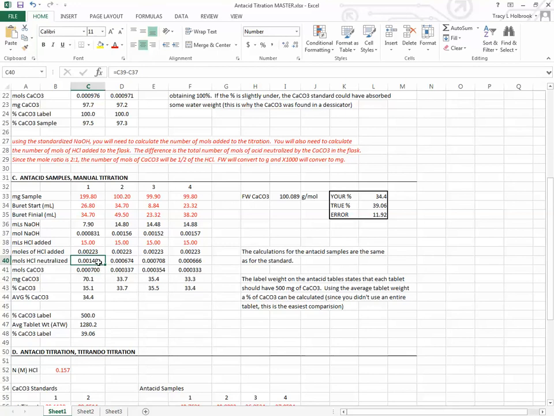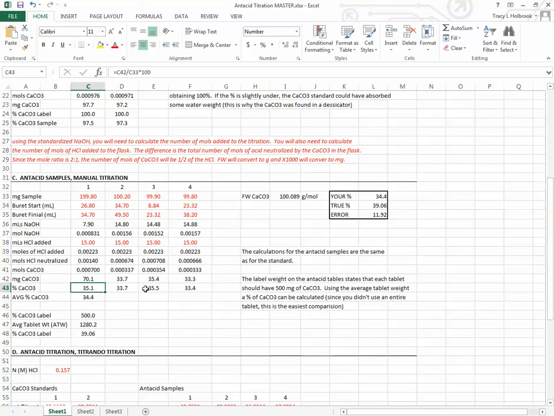Well, I know that that number divides by 2. That gives me the moles of calcium carbonate. I then multiply by the formula weight of calcium carbonate to get grams of CaCO3. Then I multiply by 1,000, look at the formula up here at the top, to get milligrams. And then to get percentage of CaCO3, I can take this number of milligrams divided by the milligrams from the very beginning, and that gives me a percentage, 35.1% calcium carbonate.